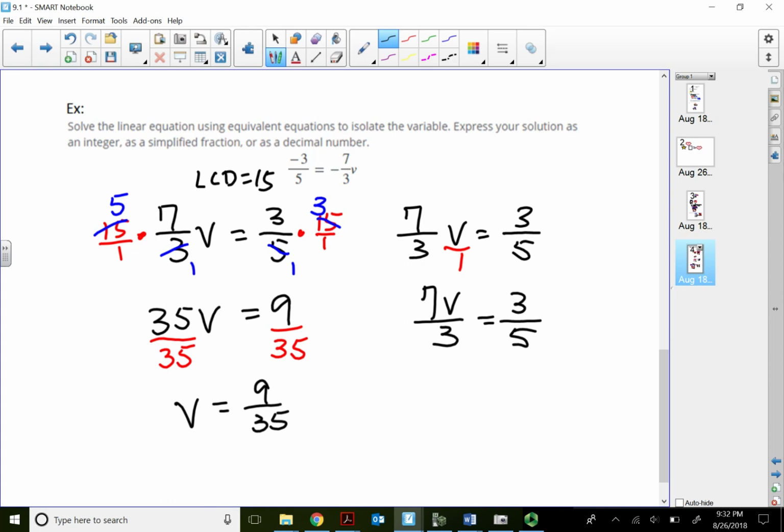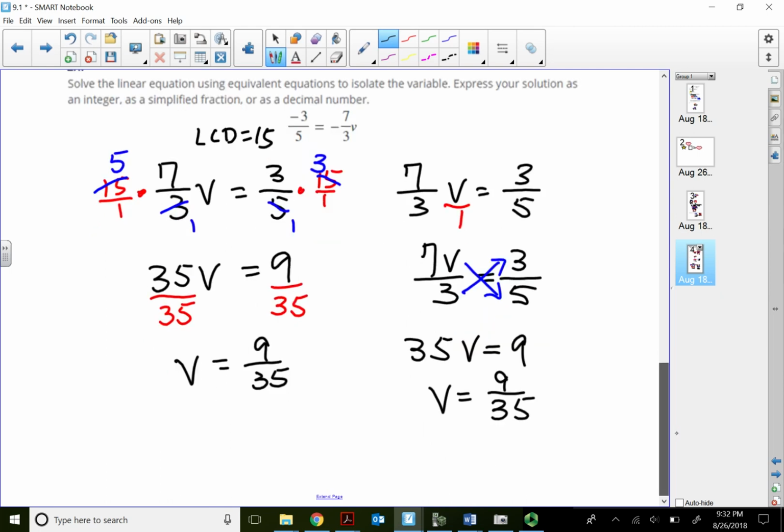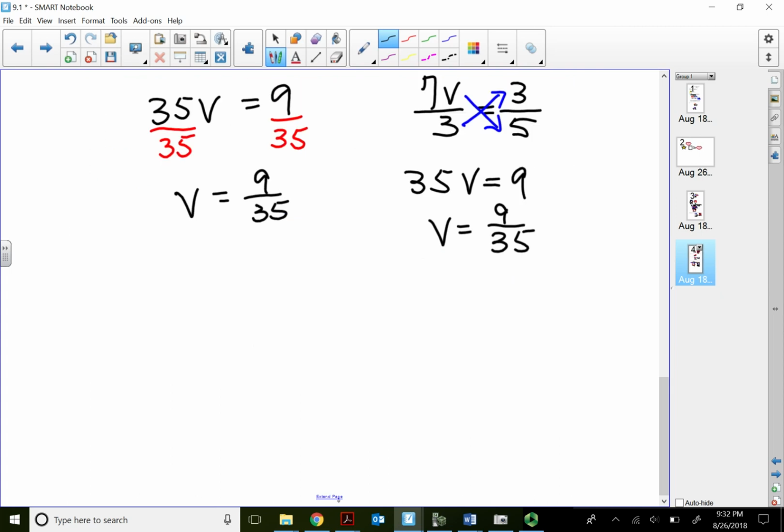So in module 4, we talk about cross product. When you see two fractions equal to each other, you can always use cross product. So we can say 7v times 5, which will give me 35v, set it equal to, alright, multiply diagonally, 3 times 3 is 9. So I get the same thing, 35v equal to 9. So divide both sides by 35, my answer, 9 over 35 again. Alright, just a different technique on the same problem.